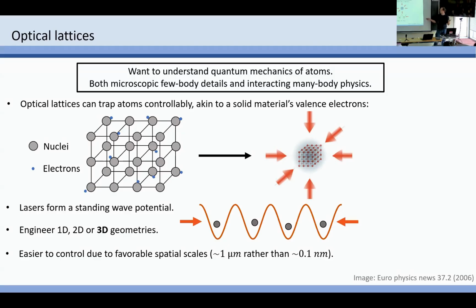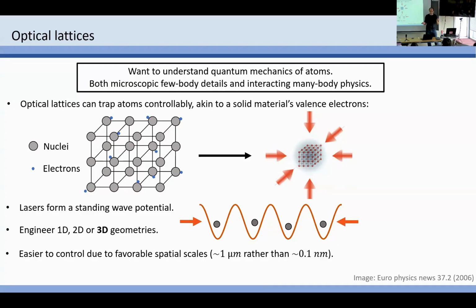Instead, I have a crystal formed by light, where counter-propagating laser beams create a potential in which I can load individual neutral atoms. And you can engineer 1D, 2D, or 3D geometries. In this talk, I'm mostly going to be thinking about 3D, where you really have a 3D lattice and each atom is trapped in its own little cell. Now, of course, as we probably know, optical lattices can be easier to control and measure compared to solid state because of the favorable spatial scales: 1 micron for optical frequencies instead of 1 angstrom.